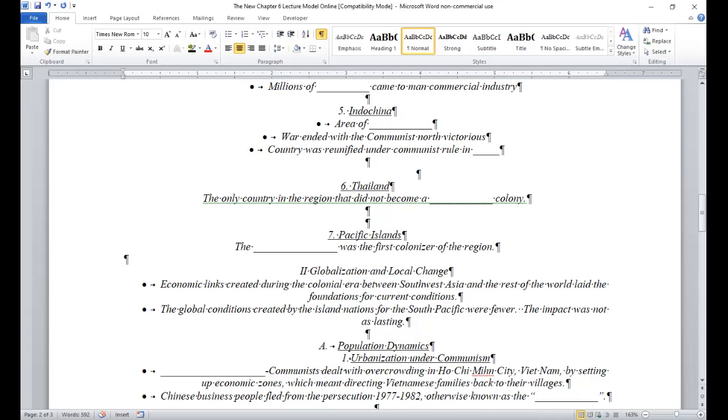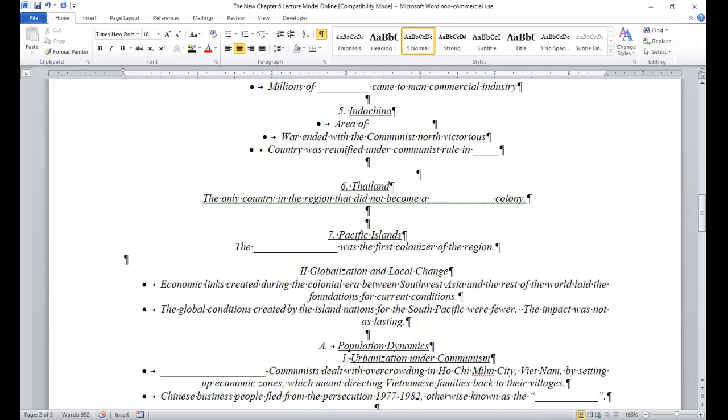Thailand. Again, we're in that sub-region there in the northwestern part of the Southeast Asia region, and you can see in between Vietnam and Myanmar, the nation of Thailand. Thailand is really the only country in the region that did not become a European colony. Sounds like a good quiz question too, by the way.